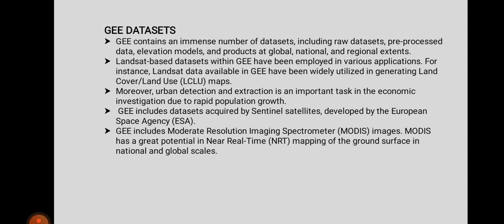And Google Earth Engine includes datasets acquired by Sentinel satellites, which are developed by the European Space Agency. And also, Google Earth Engine includes moderate resolution imaging spectrometer images, which have great potential in near real time mapping of the ground surface at national and global scales. From this, we can find out which types of data sets are used in Google Earth Engine. We commonly use Landsat images, Landsat datasets, Sentinel, etc.